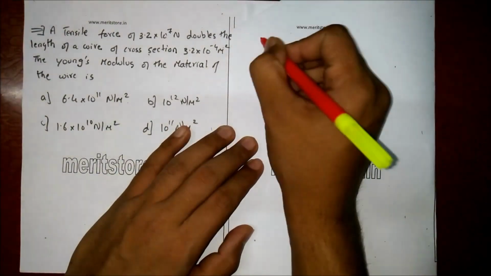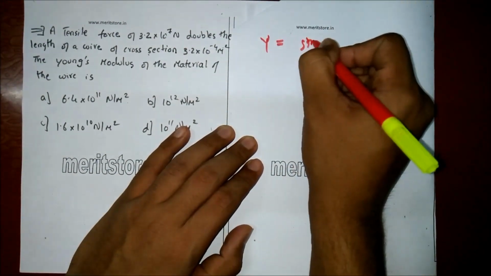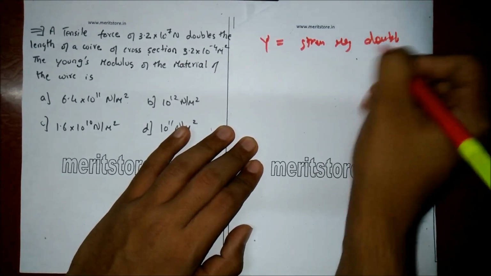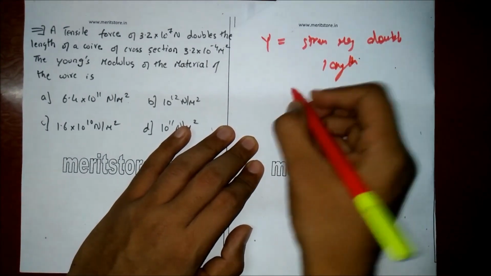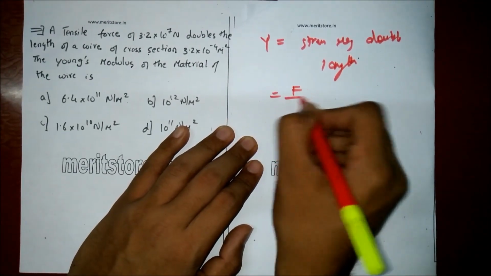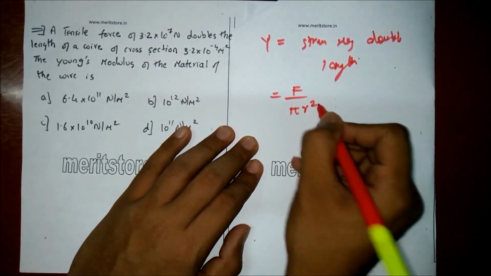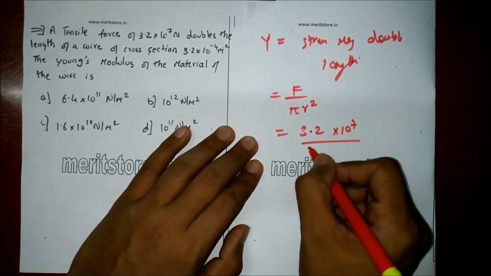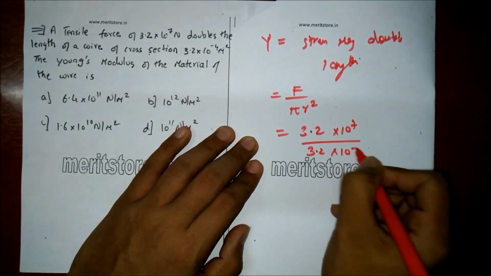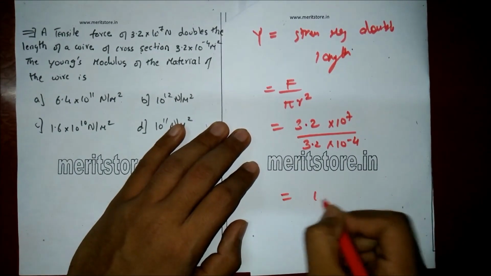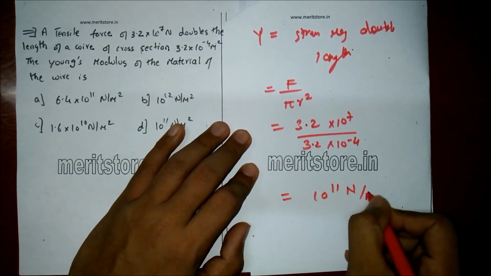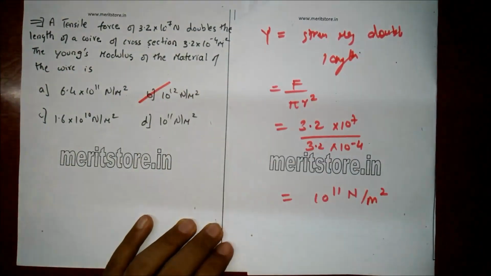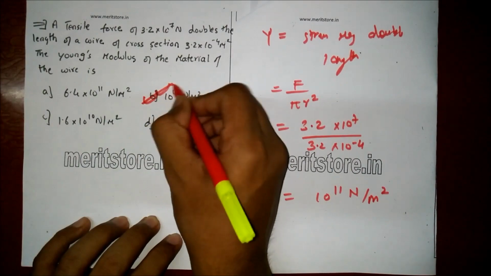Now, Young's modulus Y is given by the stress required to double the length of the wire, which is equal to F upon pi r square, which is equal to 3.2 into 10 raised to 7 upon 3.2 into 10 raised to minus 4, which will be equal to 10 raised to 11 Newton per meter square. Therefore, the correct answer here is option B. I'm sorry, here the correct answer is option C.